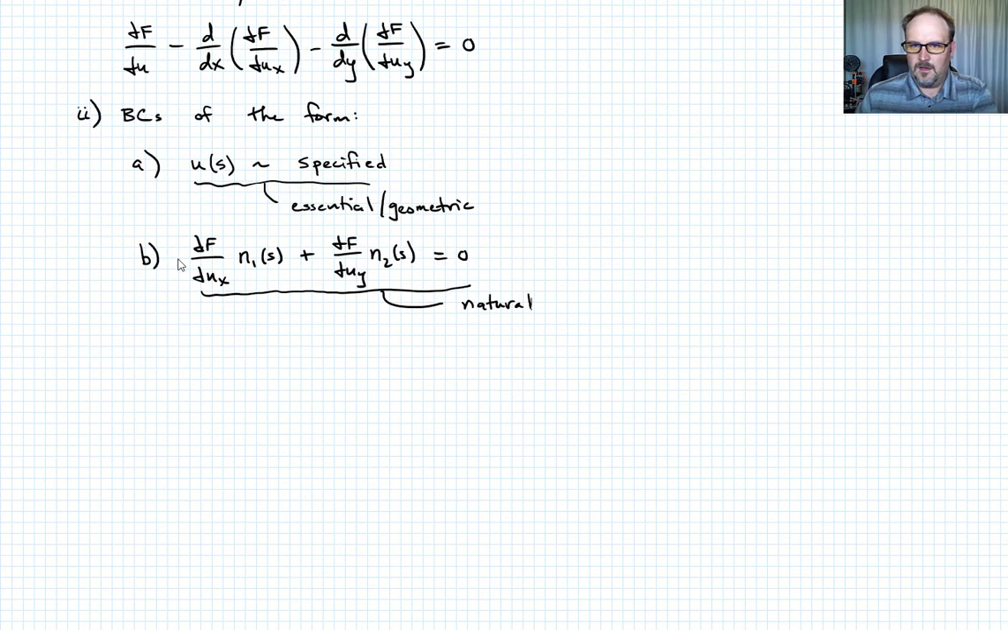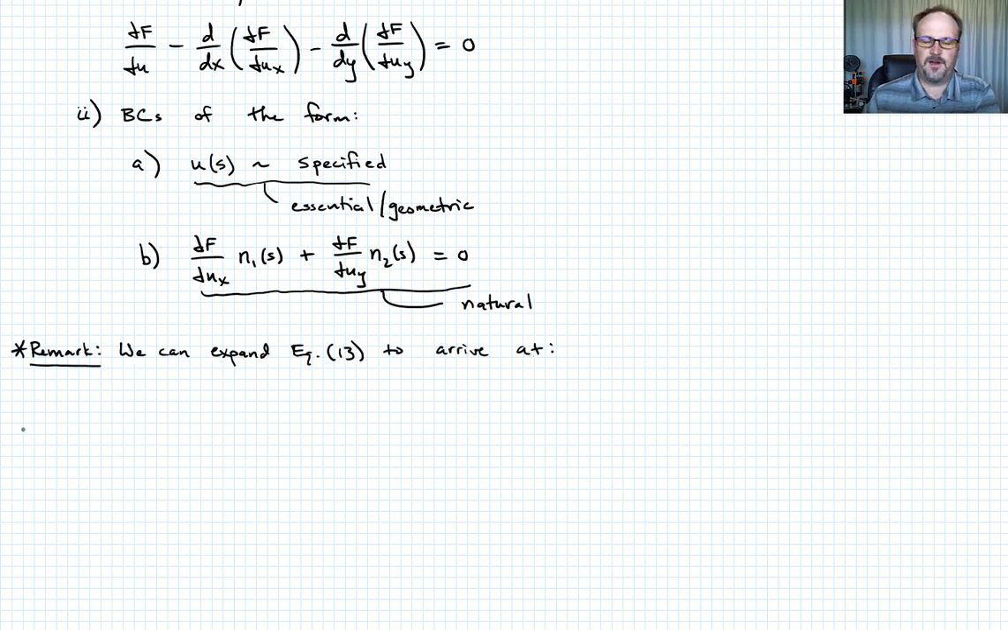We can expand equation 13 if you like and see the full expanded form of the Euler-Lagrange equation. The first term, partial f, partial u, doesn't change, and now we carry out our partial derivatives. The next term becomes partial squared f with respect to x and ux, and then we have a y equivalent, partial squared f with respect to y and uy.